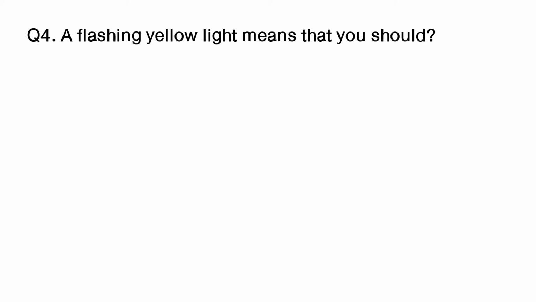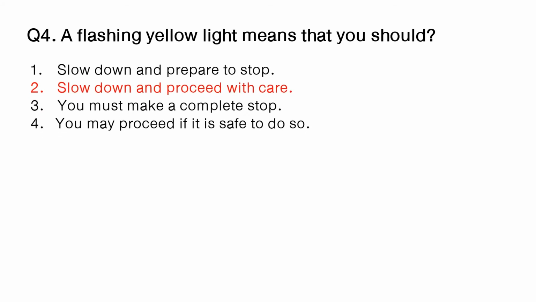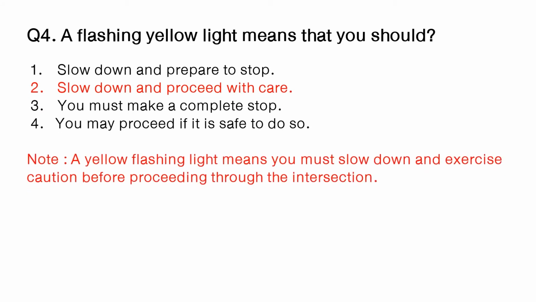The answer is option number 2, slow down and proceed with care. Note: a yellow flashing light means you must slow down and exercise caution before proceeding through the intersection.